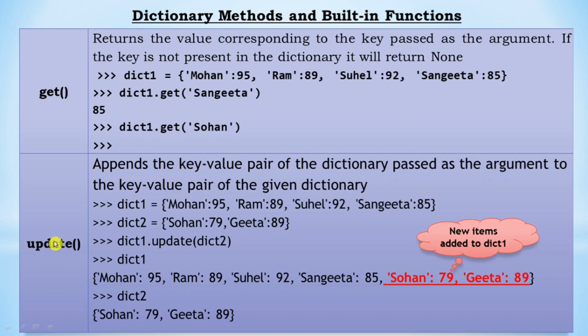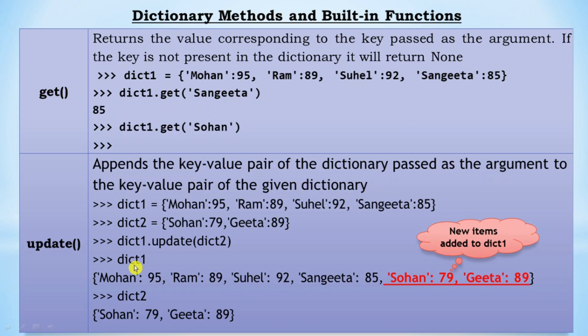The next function, update function. This function is used to append a key value pair of the dictionary passed as argument to the key value pair of the given dictionary. That is, it is used to append 2 dictionaries. For example, 2 dictionaries are given here, dict1 and dict2. dict1.update dict2 will append the items in the dict2 to dict1.